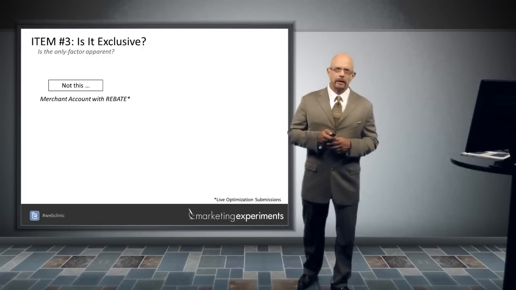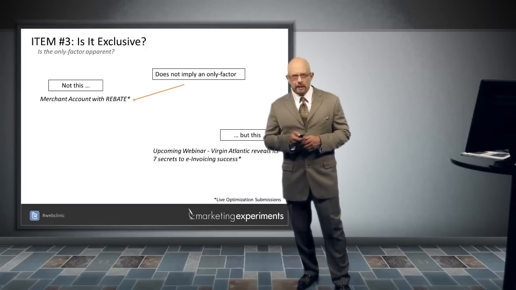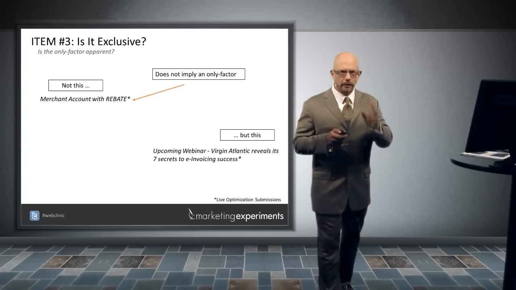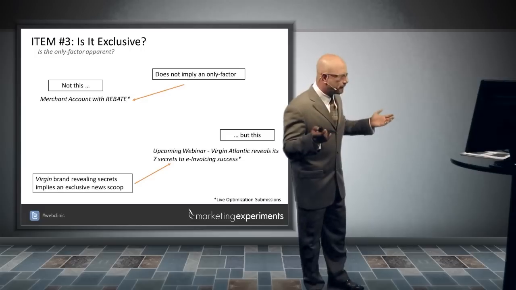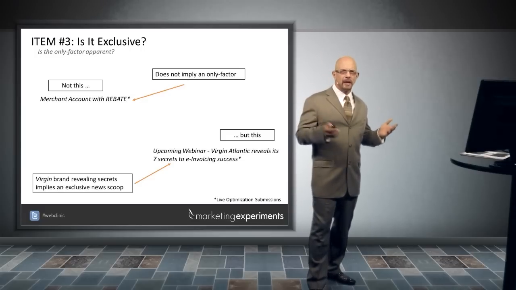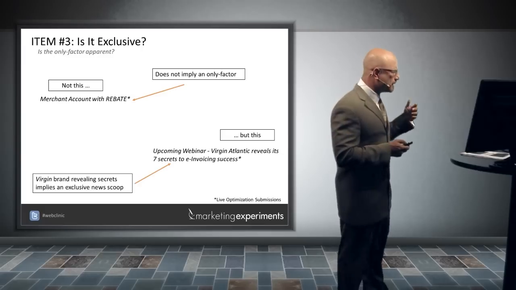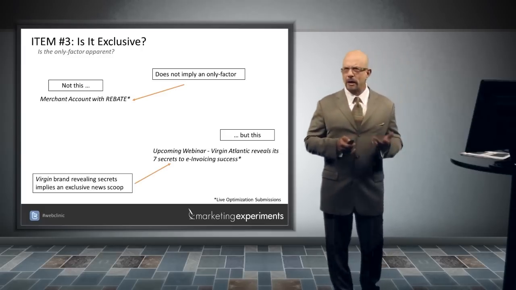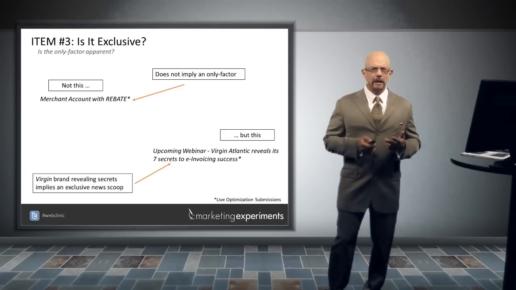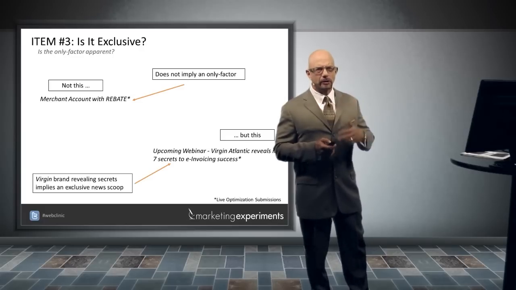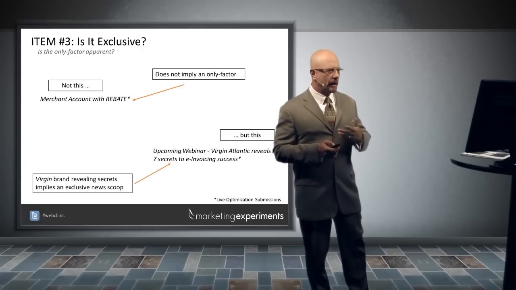Let's look at another example. Not this, does not imply an only factor, but this upcoming webinar, Virgin Atlantic reveals its 7 secrets to e-invoicing. Again, there's an only factor associated with this. First of all, it's the brand Virgin. Where else can you learn about what Virgin did? Secondly, it's 7 secrets. Now, I know the word secret may be positive or it may be negative. With some audiences, it would be very negative. With others, it could be positive. But the bottom line is the idea that there's these 7 specific things associated with an understanding of something remarkable achieved at Virgin gives this subject line a bit of exclusivity.